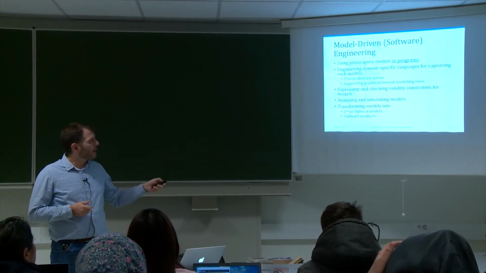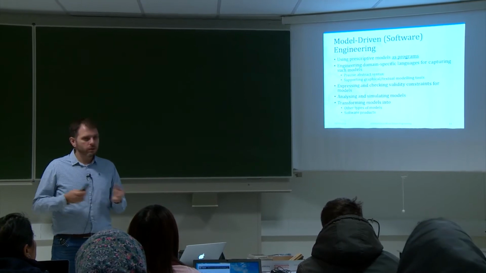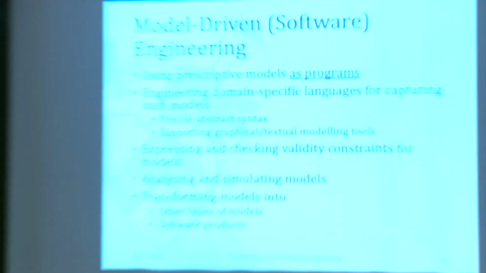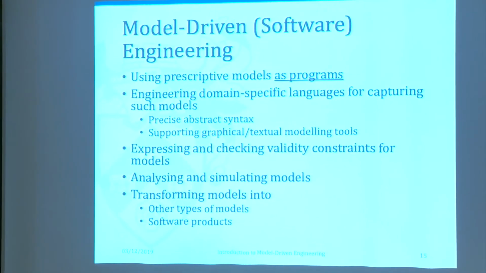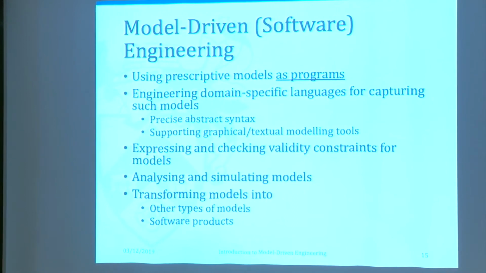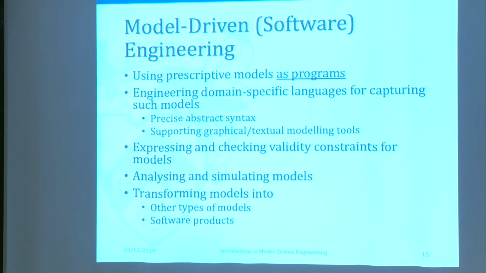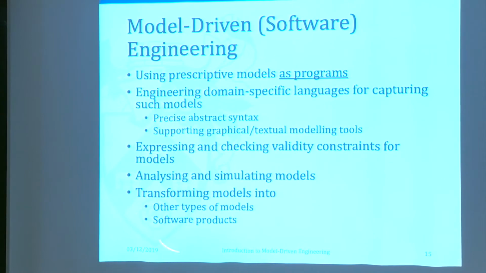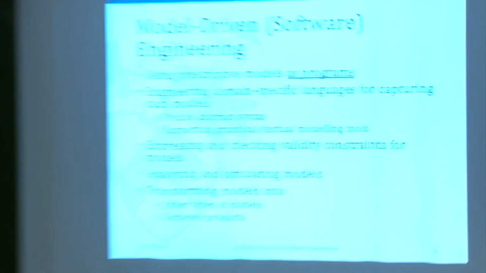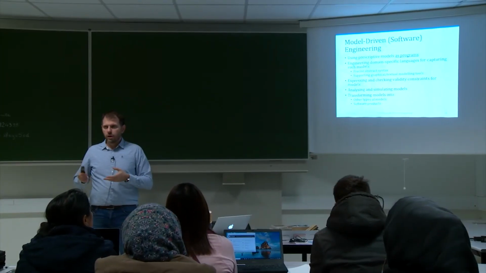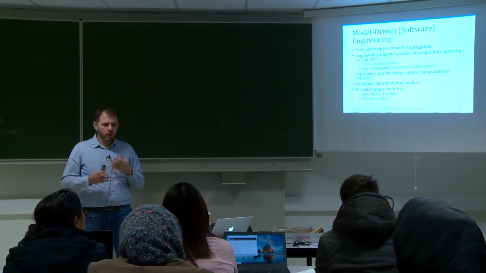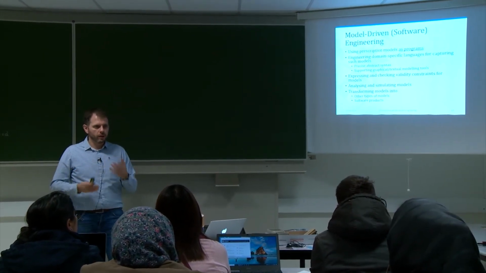We also need to be able to express and check the validity of constraints for models. We need to be able to analyze and simulate models, because in model-driven engineering, models are like living artifacts. They drive the engineering process. They're not pretty pictures anymore. We need to be able to do meaningful things with them. And eventually, and perhaps more importantly, we need to be able to transform models into either other types of models or eventually software products, right? So we start with a model, we analyze it, we validate it, and so on and so forth.